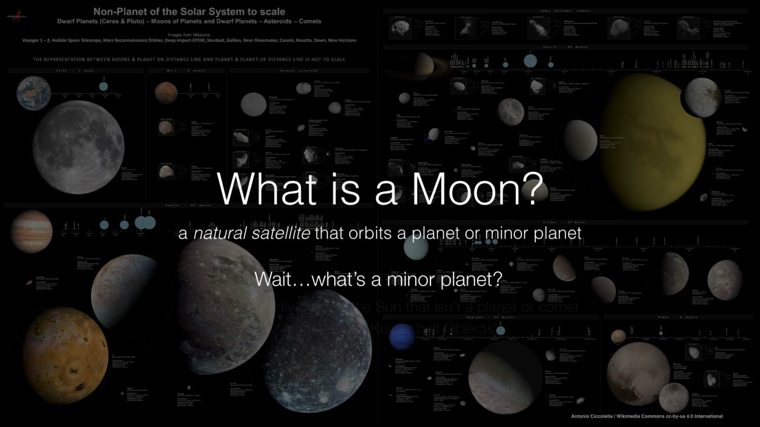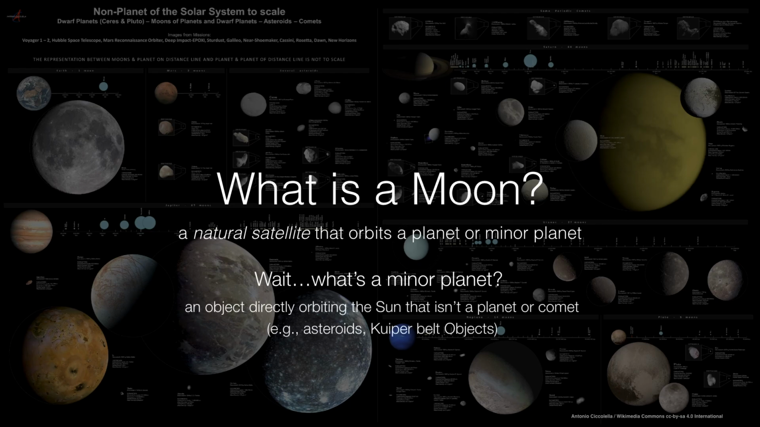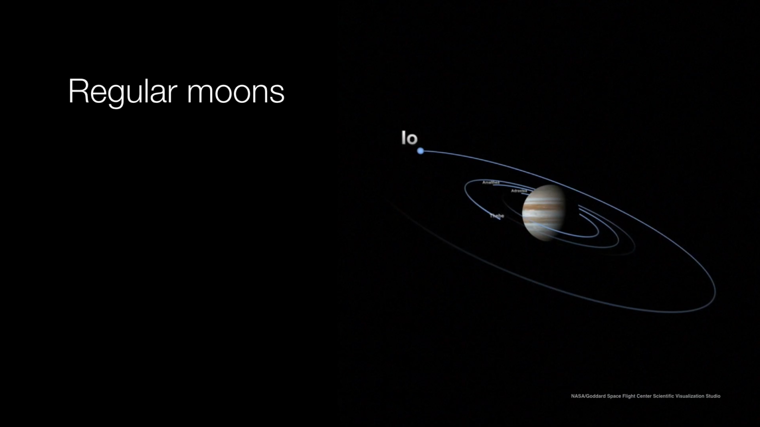Well, a minor planet is defined as any object that directly orbits the sun, but is otherwise not a proper planet or a comet. So we're talking about things like asteroids and Kuiper Belt objects and some other stuff that we're going to talk about later. So if a moon is going around something and that something is a planet or a minor planet, then it's a moon. But moons come in two main flavors.